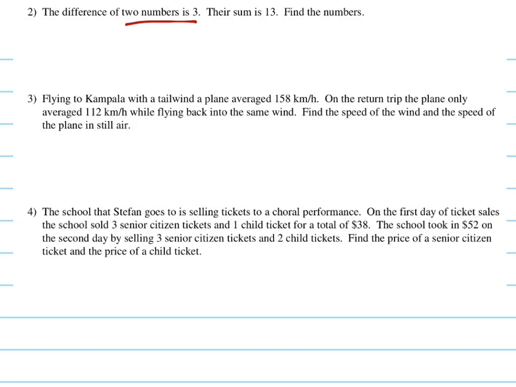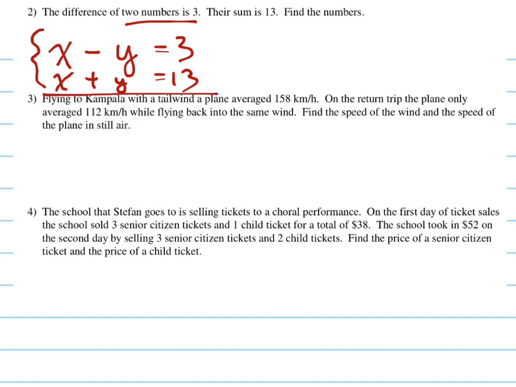So let's name our 2 numbers. X is the first number, and Y is the second number. So their difference, X minus Y, is 3. Their sum is 13. So X plus Y equals 13. This is our system of equations, and the easiest way to solve this system, because it's in standard form, is to use elimination or linear combinations.